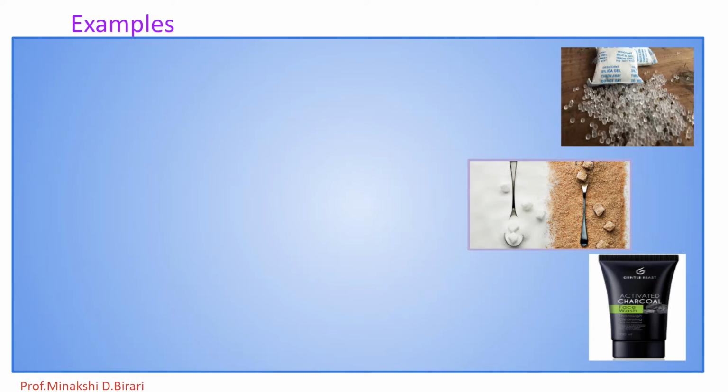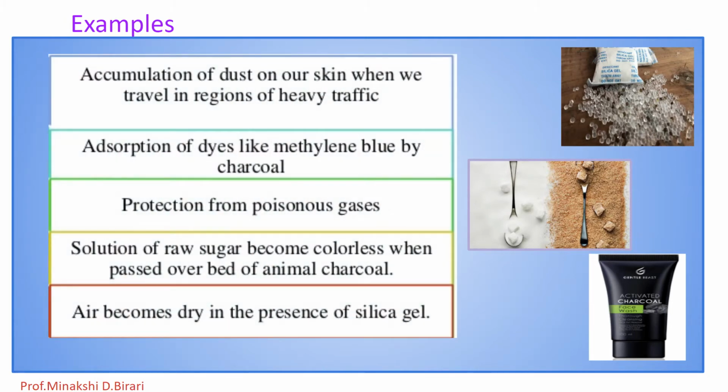These are examples of adsorption. Accumulation of dust on our skin when we travel in regions of heavy traffic. Adsorption of dyes like methylene blue by charcoal. Protection from poisonous gases. A solution of raw sugar becomes colorless when passed over a bed of animal charcoal, and air becomes dry in the presence of silica gel. Silica gel is a desiccant; it removes moisture from the air. So these are a few examples of adsorption.